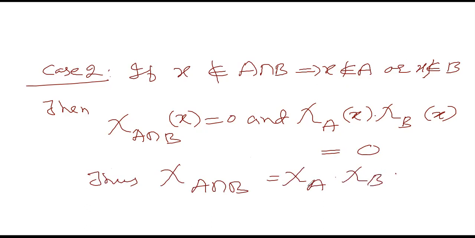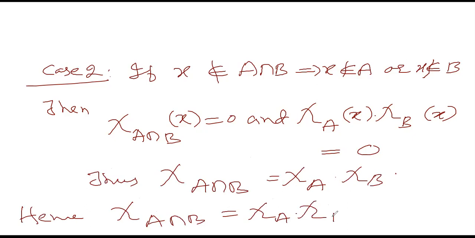So in both the cases, this holds: chi of A intersection B is equal to chi A into chi B. So that proves the third property, and now we check the fourth property.